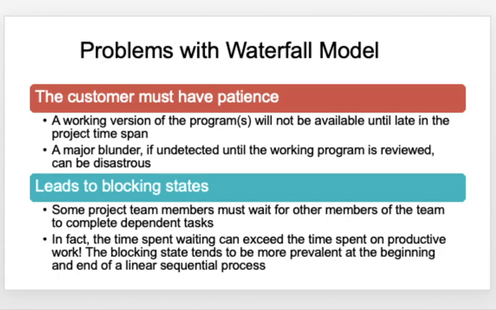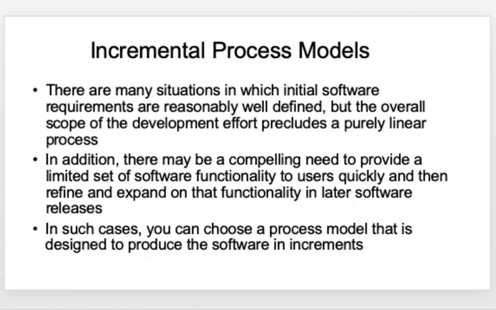In the case of a waterfall model, there are certain team members that need to wait for other members to complete the dependent tasks. So the major problem here is the time waiting to complete will exceed the time that will be spent on productive work. So these are some of the problems that are normally encountered in the waterfall model.